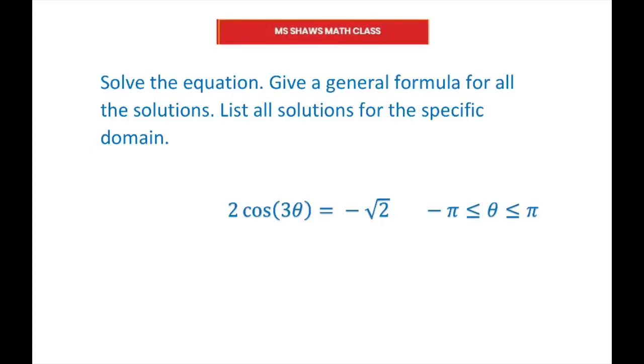Hi everyone, we're going to solve this trig equation, give a general formula for the solutions, and list all solutions between negative pi and pi. The first thing I would do on this one is just go ahead and divide both sides by 2. So you get cosine of 3 theta equals negative square root of 2 divided by 2.